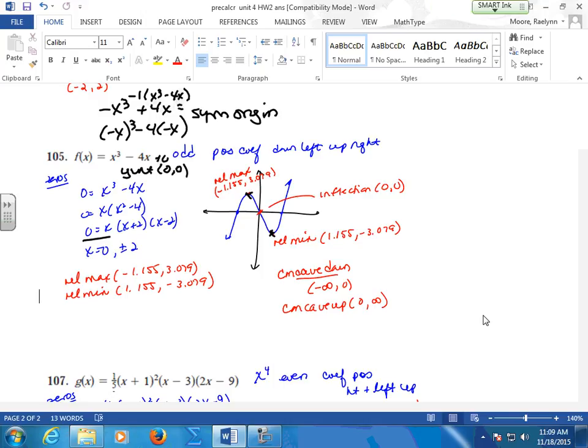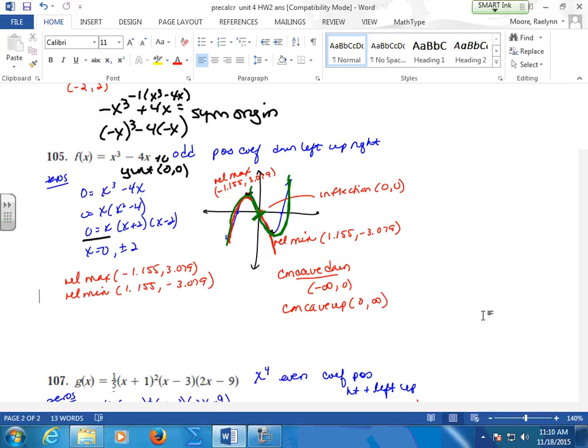I have a cave down, and I have a cave up. So they share that point. And nicely, since your symmetry is through the origin, it's right at 0, 0 that is your inflection point. So I'm concaving from negative infinity to 0, down, and then up from 0 to infinity. Makes sense, right?